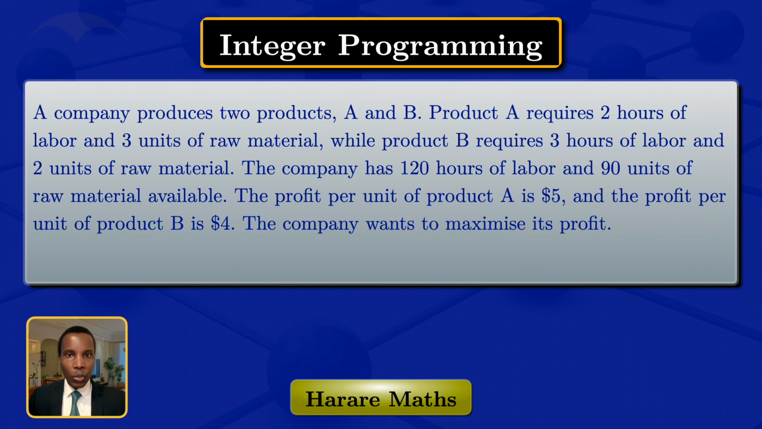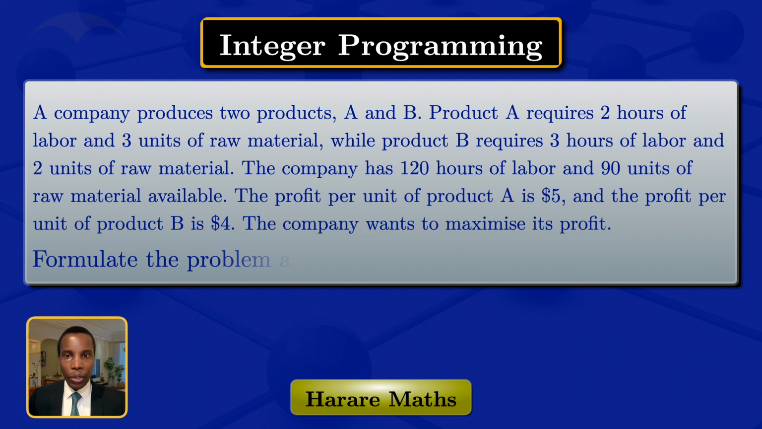A company produces two products, A and B. Product A requires 2 hours of labor and 3 units of raw materials, while product B requires 3 hours of labor and 2 units of raw materials. And the company has 120 hours of labor and 90 units of raw material available. The profit per unit of product A is $5, and the profit per unit of product B is $4. And the company wants to maximize profit.